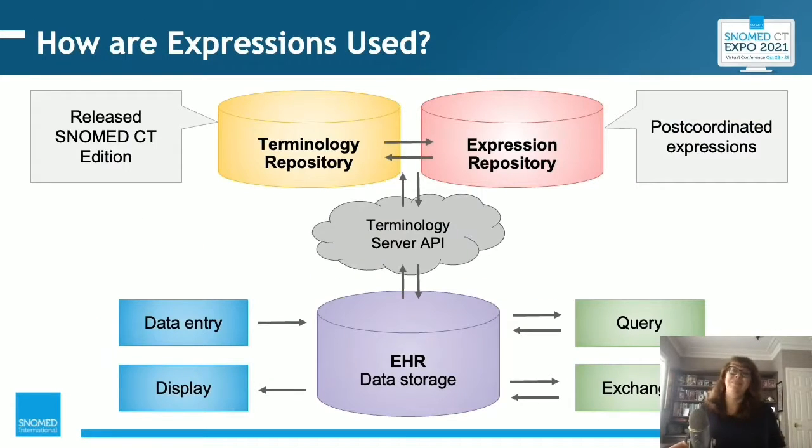So, with those cautions in mind, let's assume that we've decided that it is appropriate to use post-coordination in our electronic health record solution. There is no suitable alternative, and the clinical meanings that we need to represent fall within the scope of the Snomed concept model. We're going to start with a terminology repository containing a published Nomencity edition and an expression repository to hold our post-coordinated expressions. And to simplify the implementation of these, we're going to make them available to the EHR via an application programming interface or API.